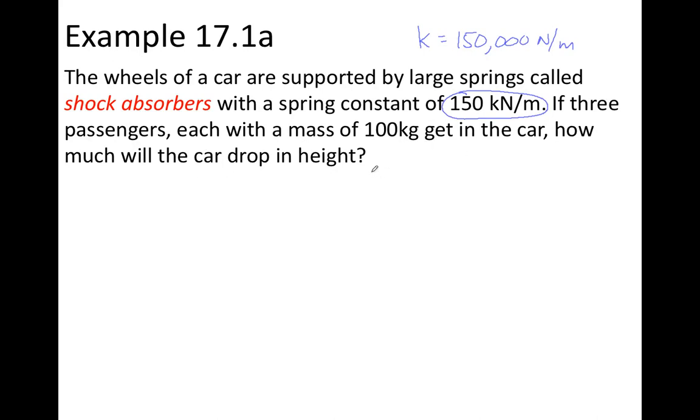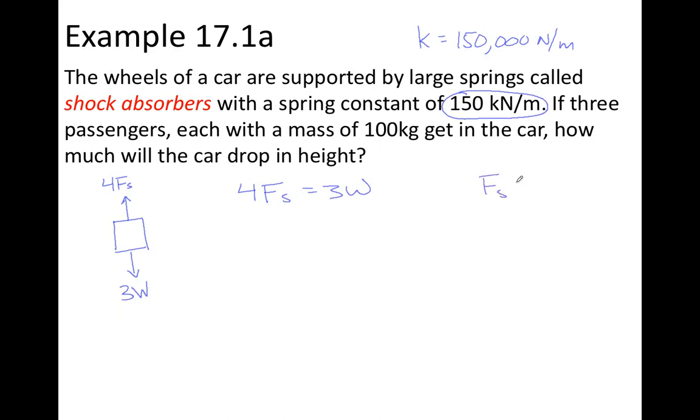If three passengers, each with a mass of 100 kilograms, get into the car, how much do we expect the car to drop in height? So if we draw a quick free body diagram, when the three passengers get into the car, they are going to add 3 times each of their weights, pulling down. And there are 4 springs pushing up. So there will be a spring force pushing up and 4 times the spring force in each spring. And eventually the car is going to come to rest, and so the car will be acted on by 0 net force, which means forces are going to be balanced.